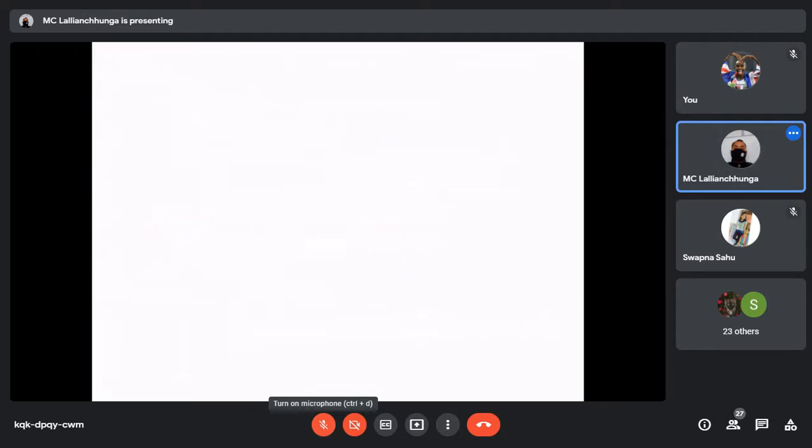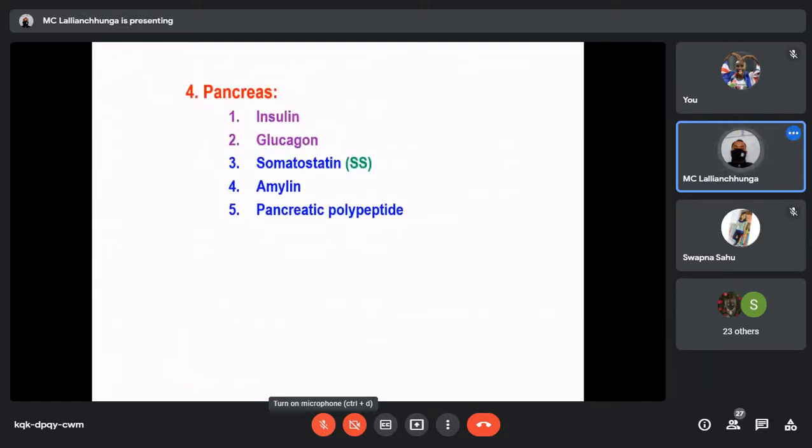What about pancreas? In the pancreas, insulin and glucagon, somatostatin. Somatostatin, you already know, this is also produced by hypothalamus, okay? But it is also produced by the pancreas, amylin, pancreatic polypeptide, okay? But the important hormones are insulin and glucagon only, okay? We'll be discussing only insulin and glucagon in case of pancreas, okay? So these are all peptide hormones.